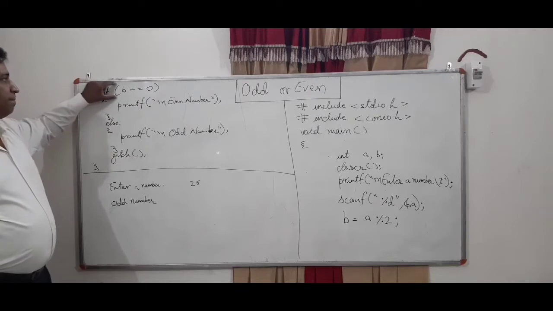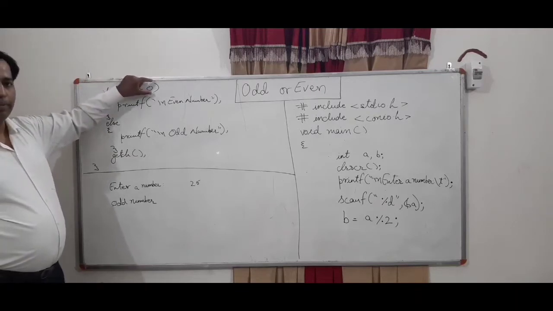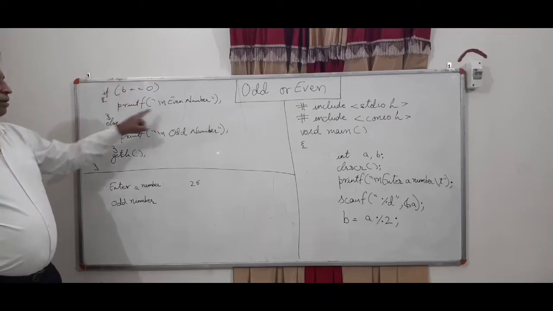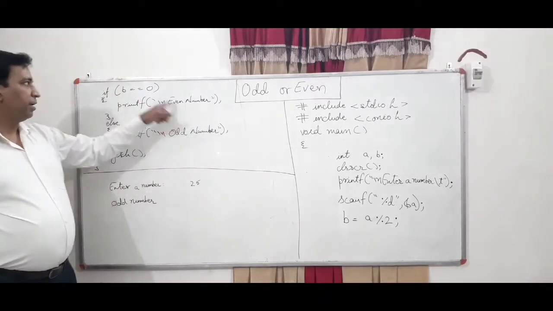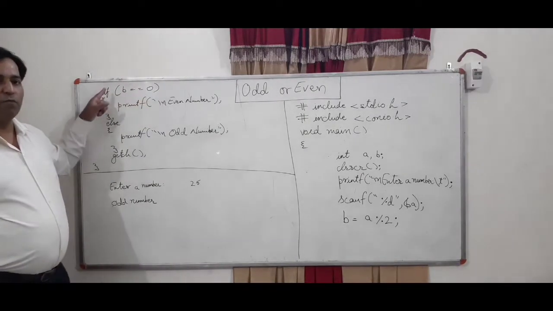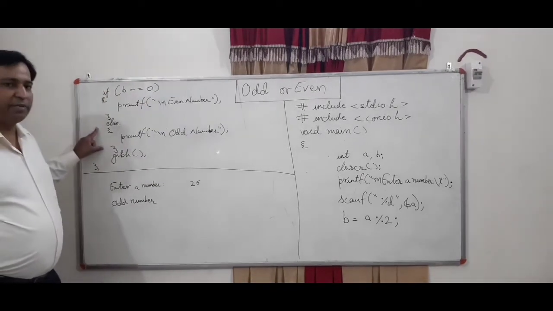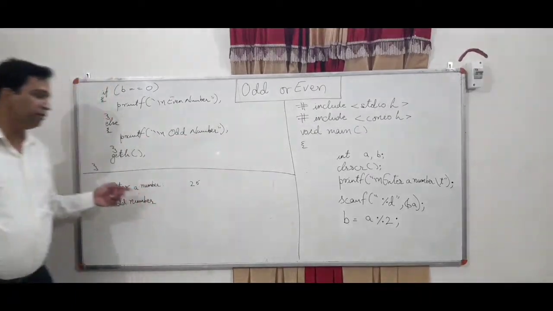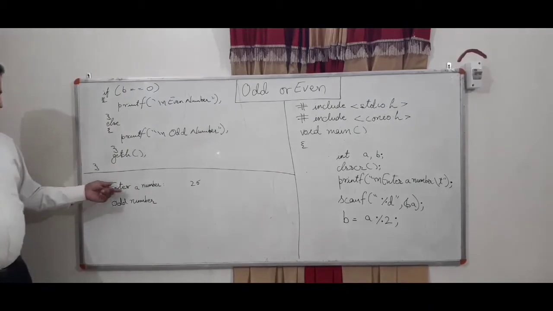So if B is equal to 0, right? If this statement is true, then it is an even number. If B is holding 1, then this statement will come false and the else part will be executed and the answer will be odd number. Now the output of this program will be: enter a number.